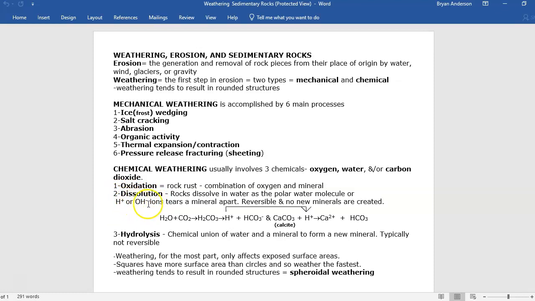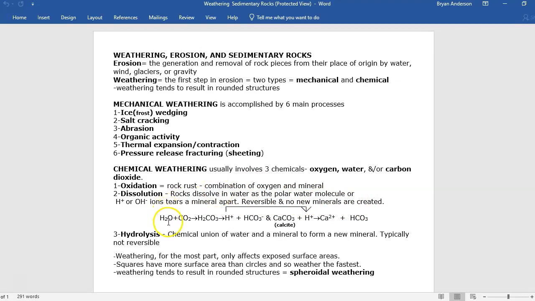That's what these two molecules represent here. Hydroxide would be a base. This would be an acid. This would be a base. And they would tear the mineral apart. And really water can act like an acid as well. The deal is when this happens, this is reversible and you really don't get any new minerals created.